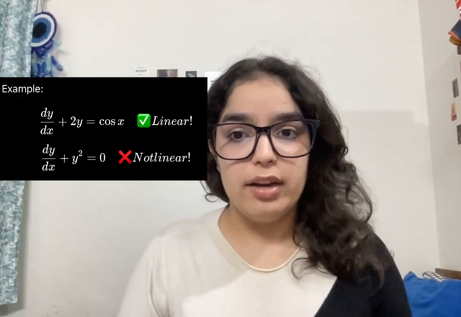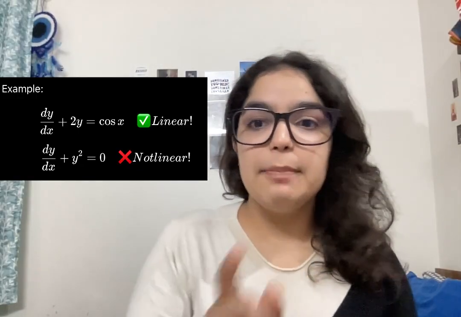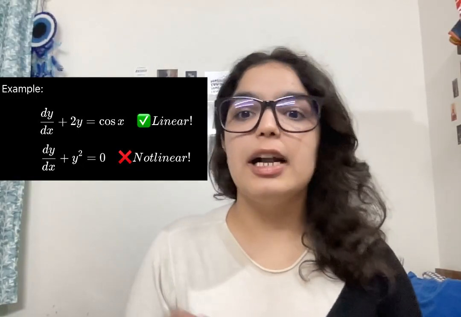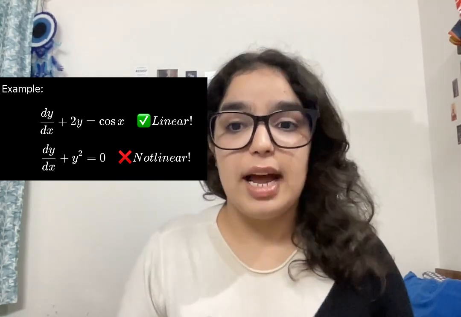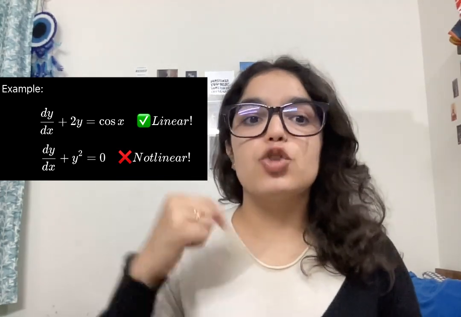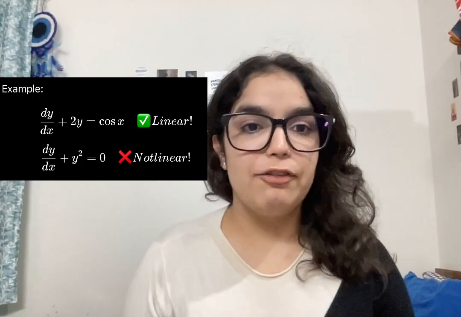In the first one, the y is just multiplied by 2. So therefore it is linear because 2y is also a linear term. Whereas in the next equation, y is squared. Therefore it is not linear. So basically, if your y and its derivatives behave politely, no powers, no products, you've got a linear differential equation.